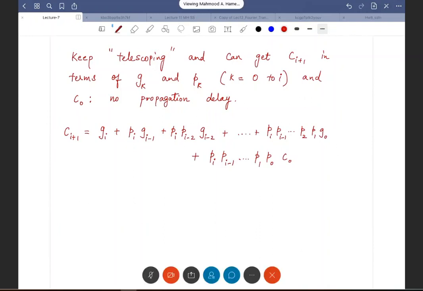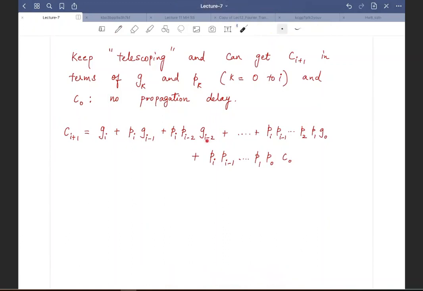Wouldn't it be p sub i, p sub i minus 1, g sub i minus 2? Where is that? Yeah, I said g sub i minus 2, the third term is g sub i minus 2. Oh, P, you're right. This is p sub i minus 2 here, i minus 1, yes. You're right.